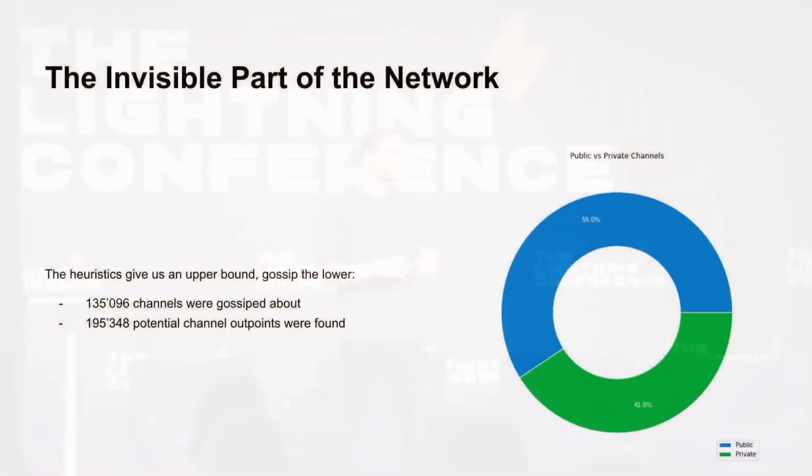and it turns out that we have 195,000 outputs that would match these heuristics, and by comparing that with the historic gossip in the network, which I've been collecting since we started this whole experiment, it turns out that out of those 195,000, 135,000 were gossiped about. So we only have about 60,000 channels that are not part of the public network.